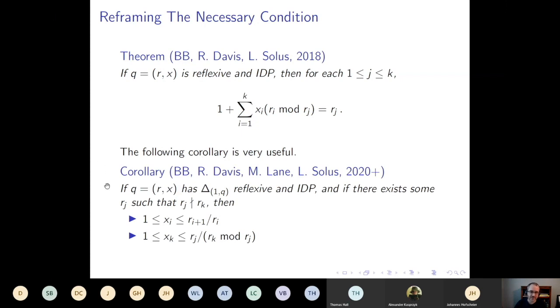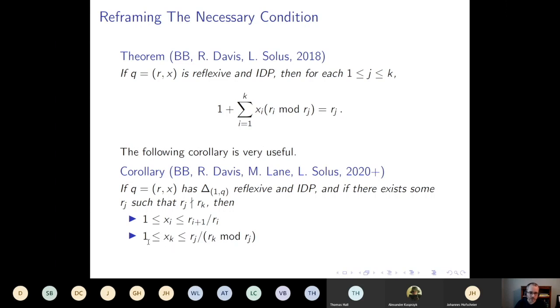This corollary is where we get the finiteness condition that I mentioned earlier. If I have a Q vector supported by R with multiplicities on the weights x, that is both reflexive and IDP, and if there is some distinct weight where that weight does not divide the largest weight, then the ith multiplicity has to be greater than or equal to 1 and less than or equal to Ri plus 1 divided by Ri. And remember, these R's, I listed them in strictly increasing order. So this is some value greater than or equal to 1. So this inequality is legit.